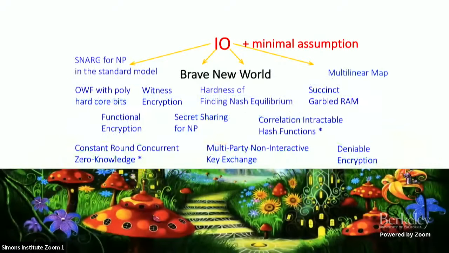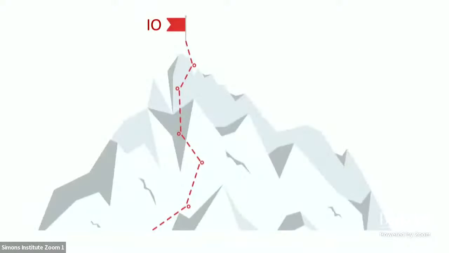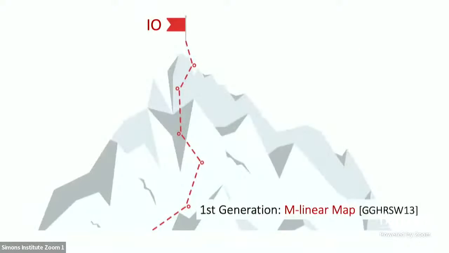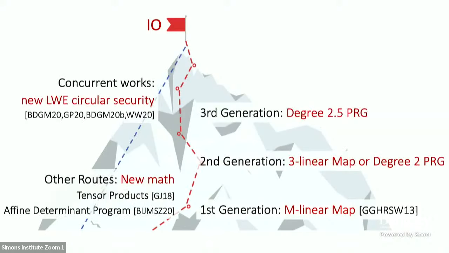Furthermore, in the last few years, it has really taken us to a brave new world where things that we didn't know how to achieve before, or didn't even try to achieve before, have now become true. So can we build IO then? Ever since the first candidate that was proposed about 10 years ago in 2013, a great celebrated work, the community has really poured huge efforts towards building IO, and dozens of constructions have been proposed using very different approaches.